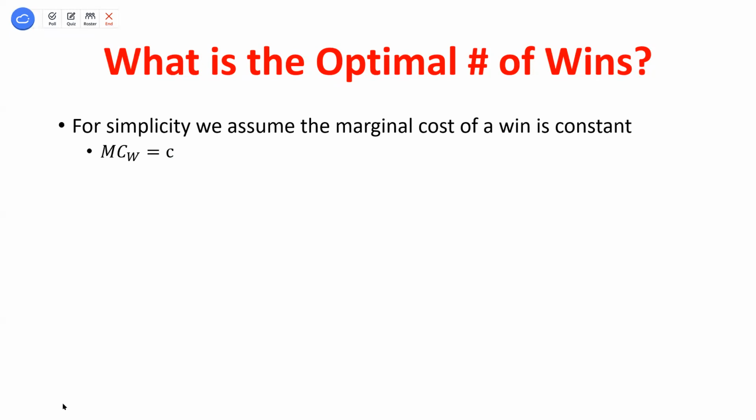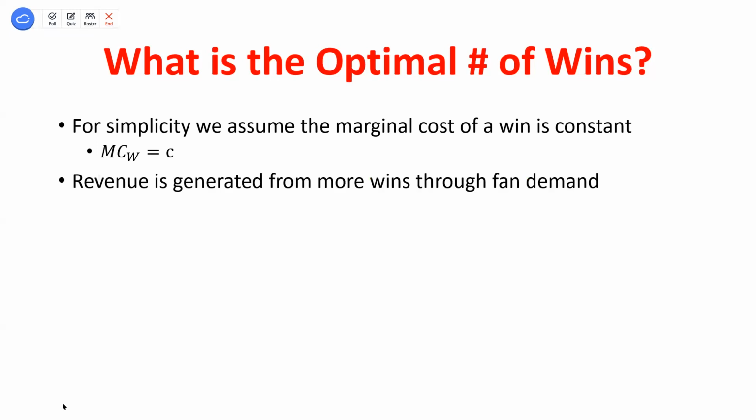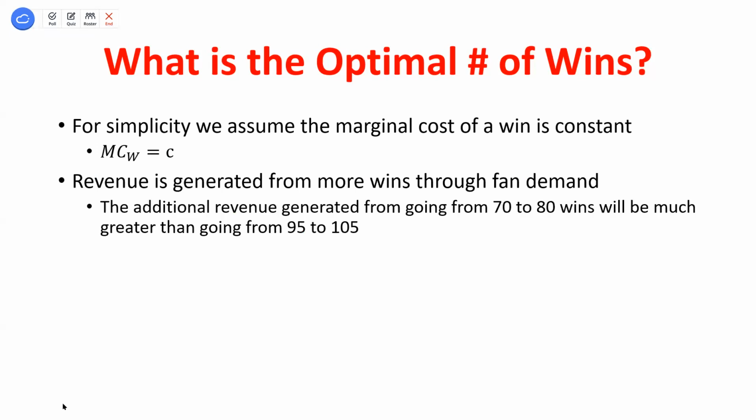Actually, sorry. Think about every single win. And if we wanted to graph the marginal cost, we're going to have just a constant marginal cost simplifying assumption to start out with. Okay. We also know that we generate more revenue from wins. And how much revenue do we generate? Well, it's going to be from whatever fan demand, right? So you can think about it as the additional revenue that's generated from going from winning 10 extra games, 70 to 80, might be a lot more than if I'm going from 95 to 105. Okay, we've kind of alluded to that.